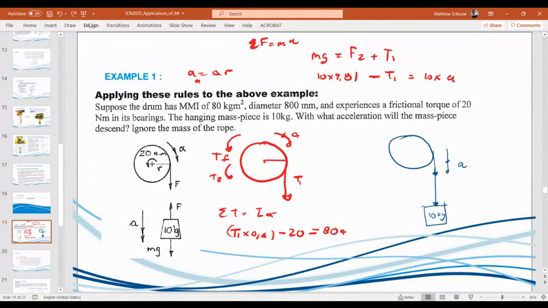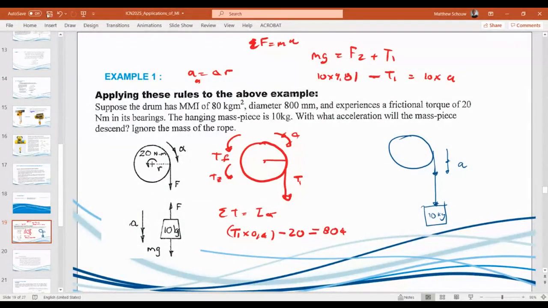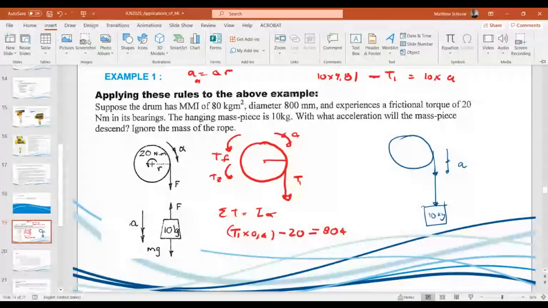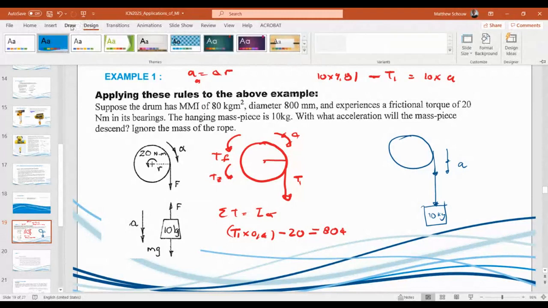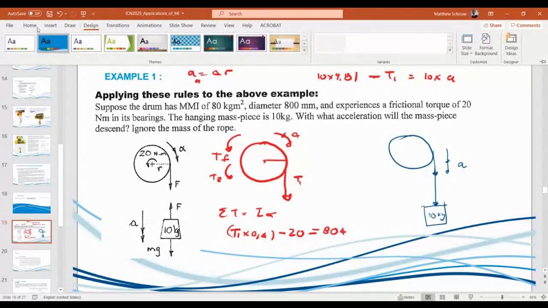Yeah, my eraser quickly. Here's my eraser. Okay.